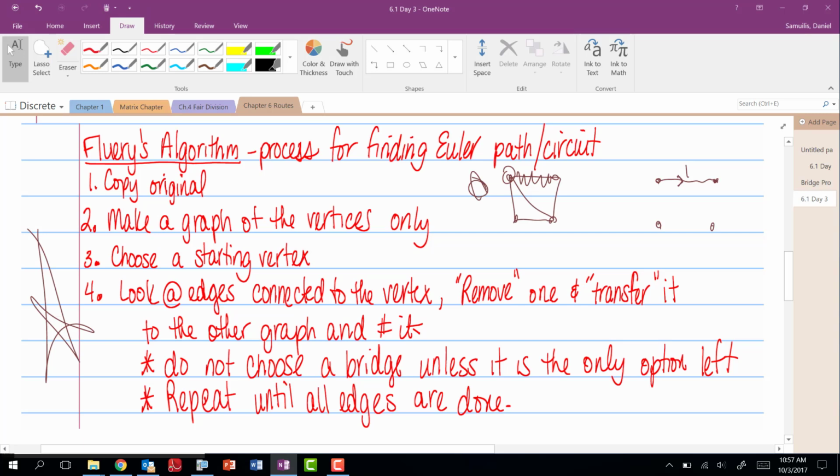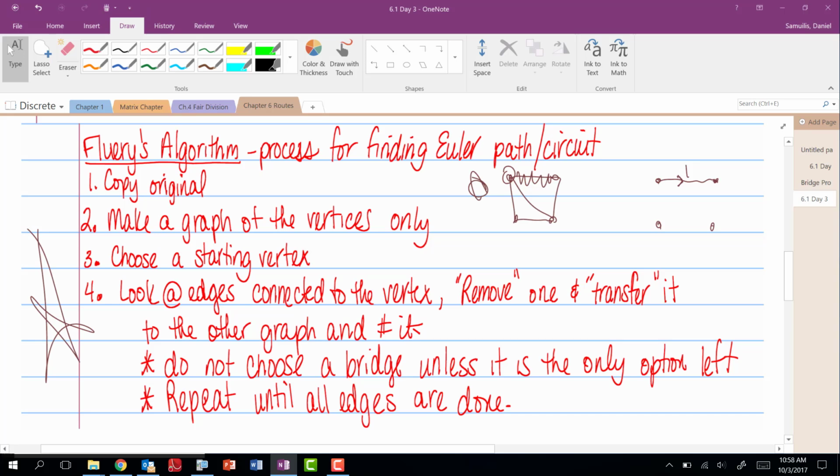Because honestly, you're going to have to identify an Euler path or an Euler circuit, and you're going to see the drawing in front of you in the book. So what you could do is not copy the original, but look at the copy of the original in the book, and then do what I just did last example, drawing one edge at a time.